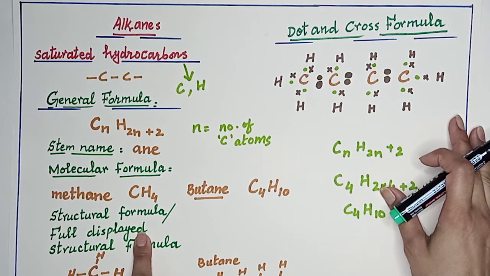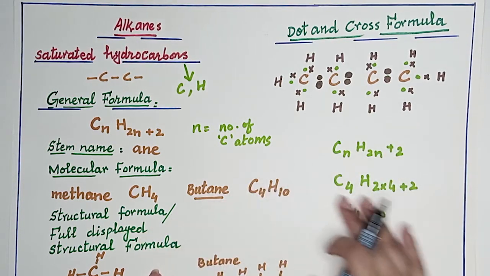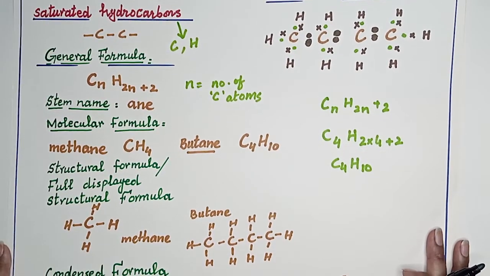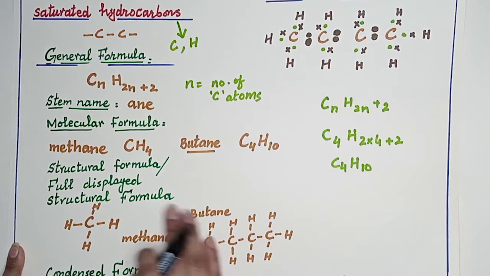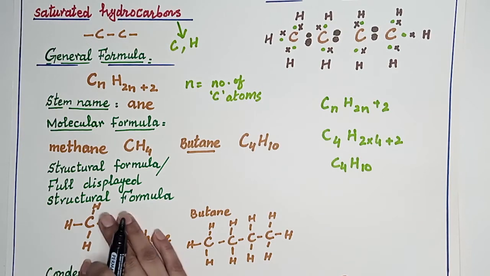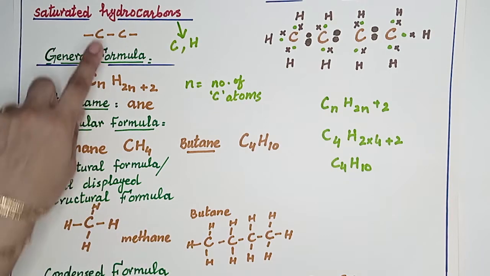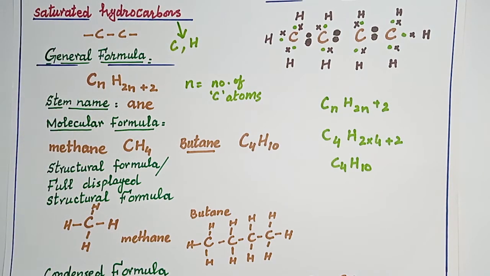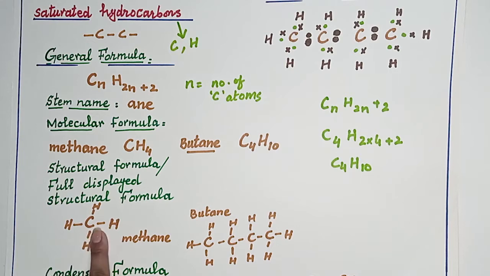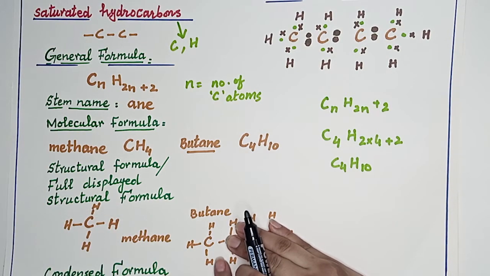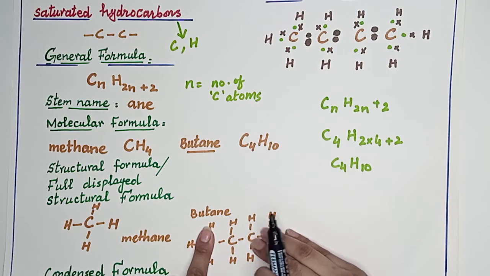So how do we write the structural formula of methane and butane? If we consider the structural formula of methane, methane utilizes one carbon atom. The rest will all be hydrogen because it is a saturated hydrocarbon and all will form single covalent bonds. When we come to butane, the number of carbon atoms is 4: 1, 2, 3, 4. So each and every carbon atom will utilize 4 bonds. 1, 2, 3, 4. You can check it from here.